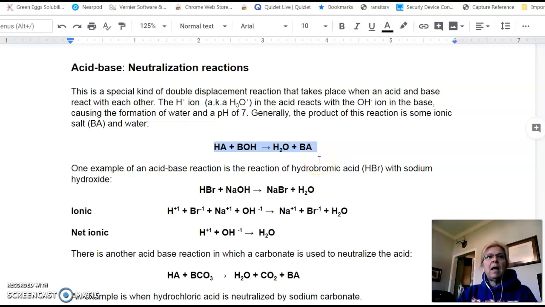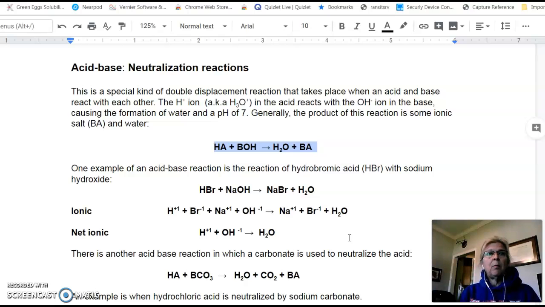There we have it. HA for the acid plus BOH for the base yields water and an ionic salt. Okay, so an example is given there where we have the molecular formula of hydrobromic acid reacting with some sodium hydroxide, forming the ionic salt called sodium bromide and some water. When we break these apart into their ions, the only ones not broken apart into ions are pure liquids like water and gases like carbon dioxide.